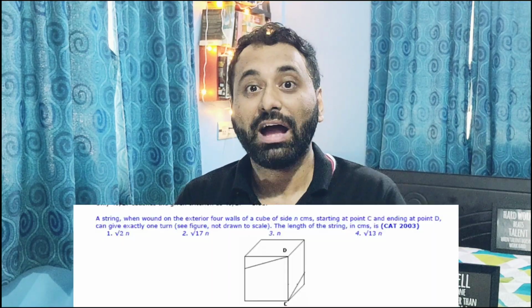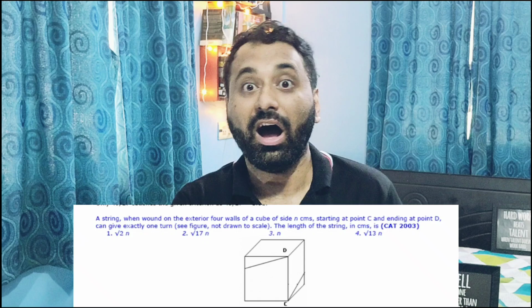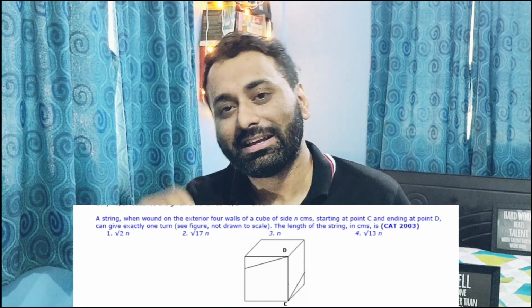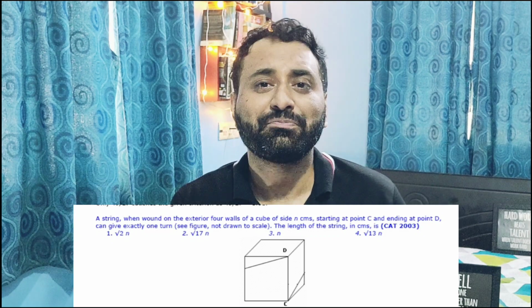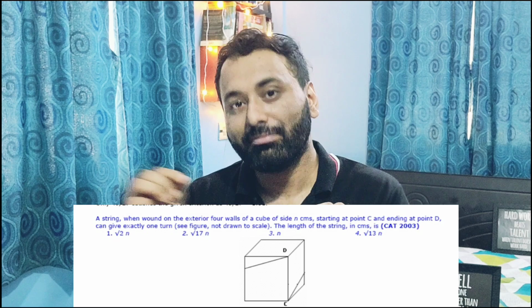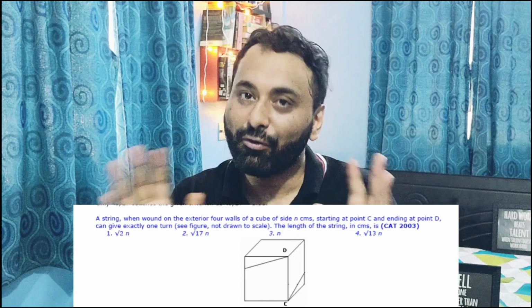Here is one question from geometry. You have put a string around a cube. If we were to tie the string just in a straight line, what would the length of the string be? N plus n plus n plus n, 4n.